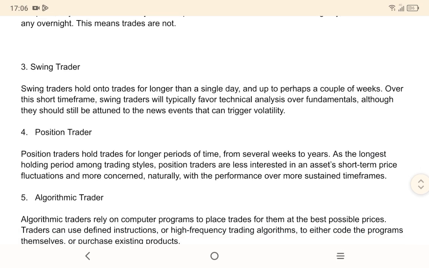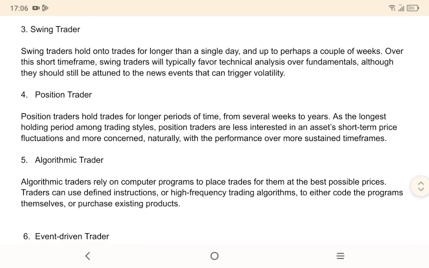We have the position traders. These guys are the oga pata pata. They can hold a trade for 1 year, 2 years. What they keep doing is adding more positions to the trade they already have, because they want to make big time money in the market.